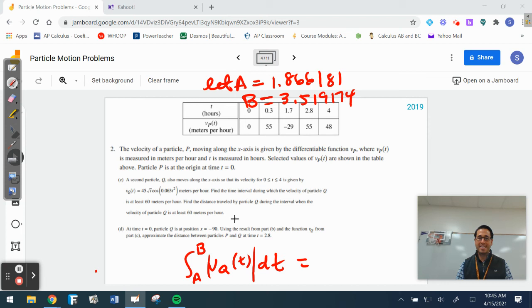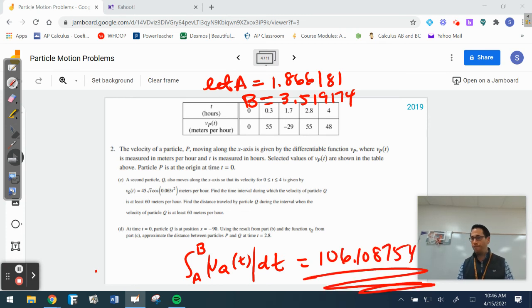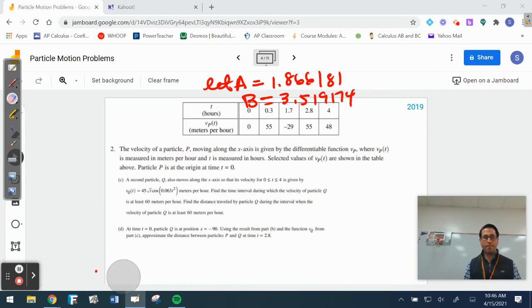But if I did want to know the total distance, right, that would be the same as the distance traveled during that time period, which would be 106.108754. And that would be worth 3 points if you were able to get all of that correct.